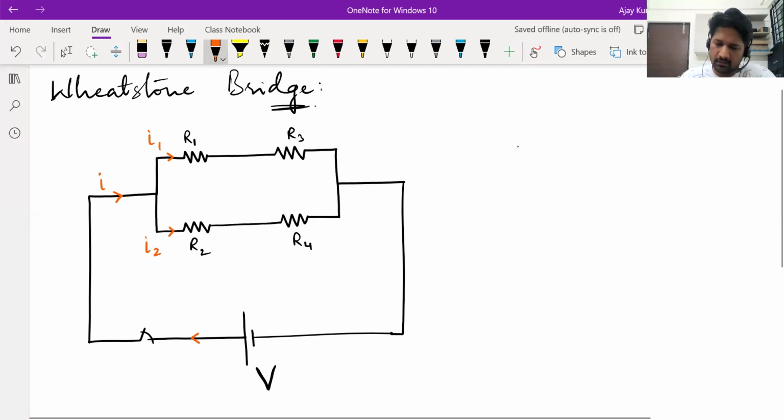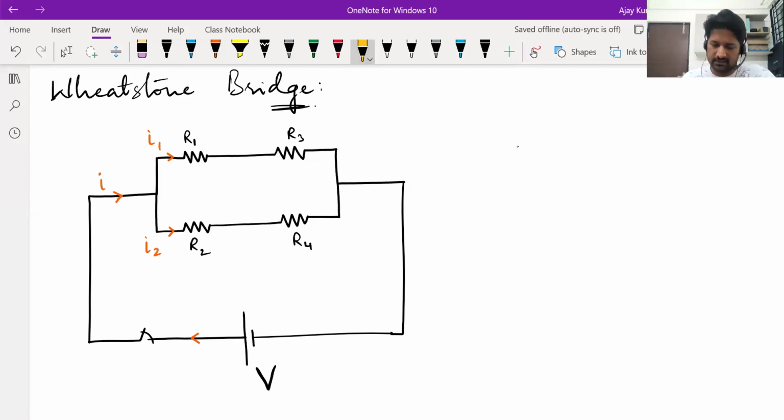One of you quickly tell me, in terms of the currents and resistances, what is the potential difference across this resistor? How much is the potential difference across R1? I1 R1. Correct. How much is the potential difference across R2? Directly you can tell, V is equal to IR, so I2 R2. Okay, fine.